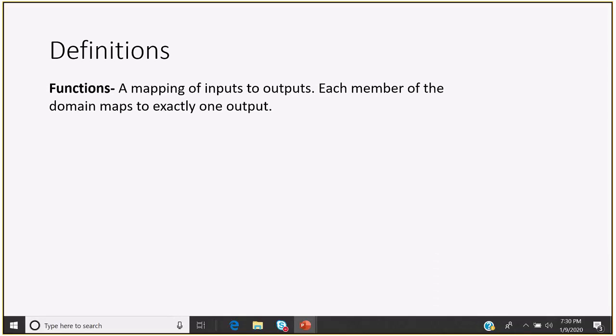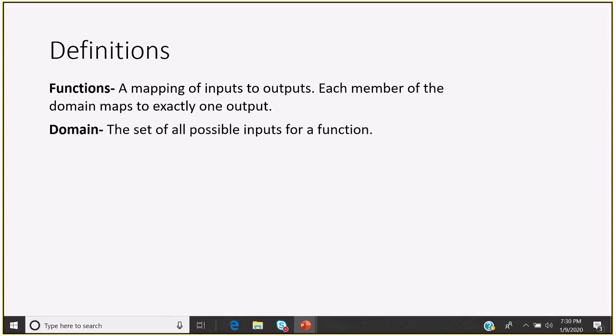But in order for a mapping to be a function, there is a very specific quality that needs to be met, and that's that every member of the domain maps to exactly one output, or every number that I'm starting with doesn't get mapped to two other places. So I wouldn't map 2 to 4, and also 2 to -7. That is no longer a function.